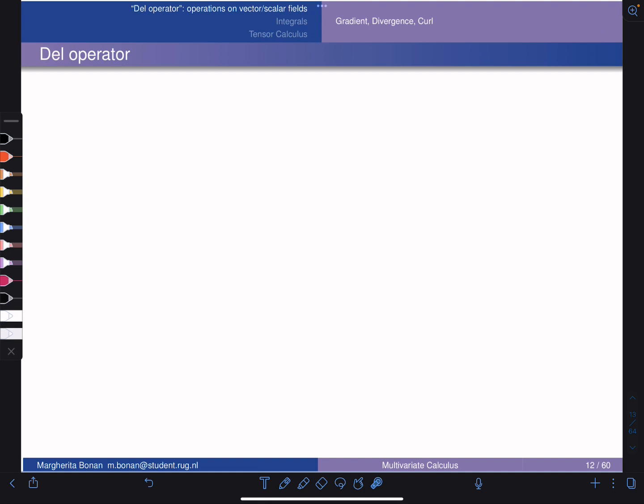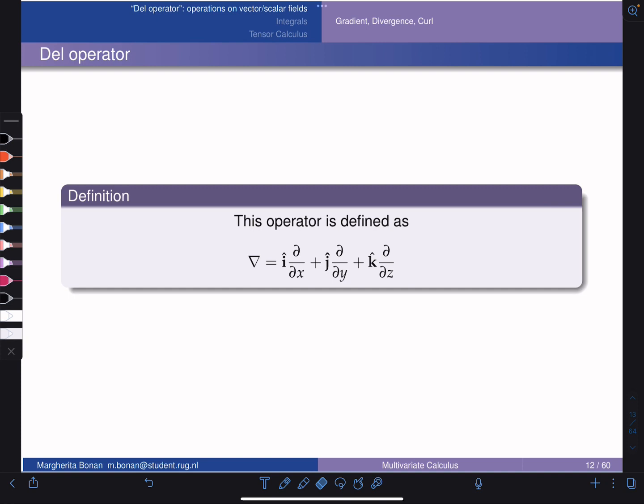The del operator is defined as such. So it is not a vector, it is an operator, but it's defined as i cap with derivative with respect to x plus j cap with derivative with respect to y, and k cap with the derivative with respect to z, in 3 dimensions.